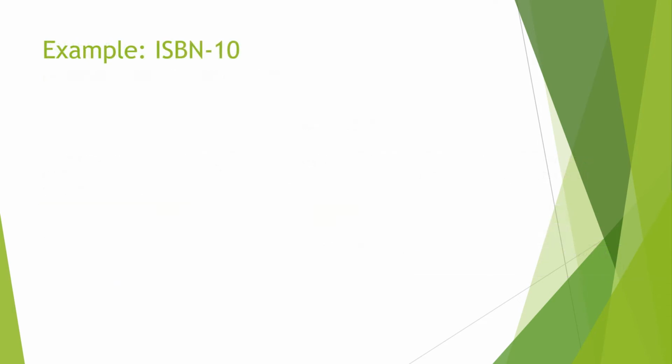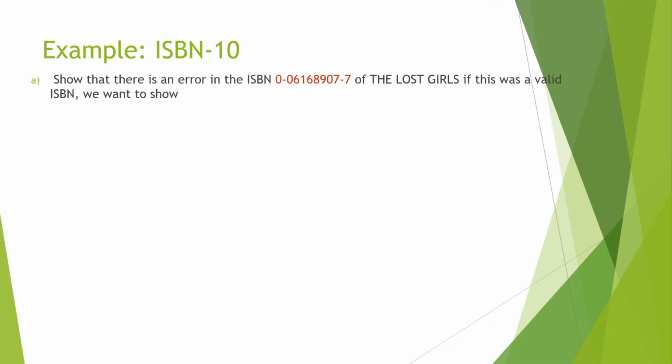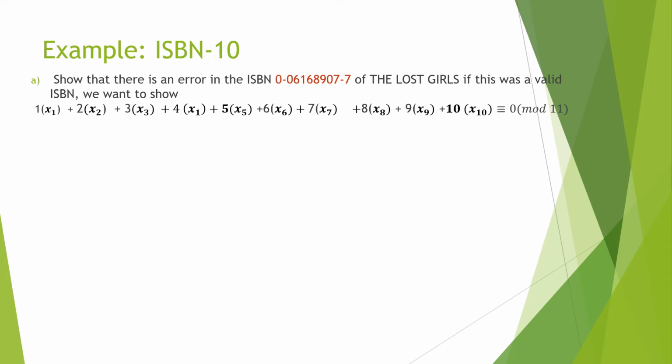Let's have here an example for ISBN 10. Show that there is an error in the ISBN 0061689077 of The Lost Girls. If this was a valid ISBN, we want to show 1 times x sub 1 plus 2 times x sub 2 plus 3 times x sub 3, up to plus 10 times x sub 10, is congruent to 0 modulo 11.